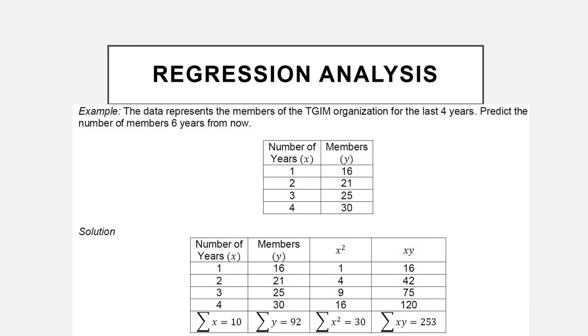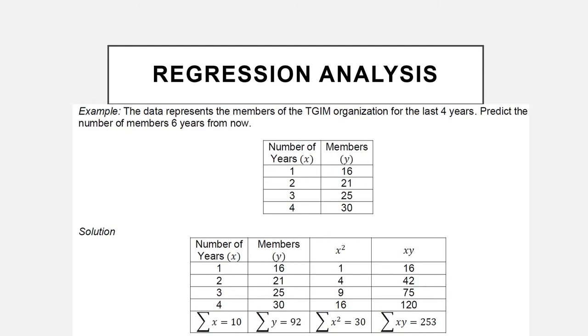So this is the example reflected in the module. The data represents the members of the TGIM organization for the last 4 years, so we can refer to this as a school organization. Predict the number of members 6 years from now. We assume that the number of members is increasing.